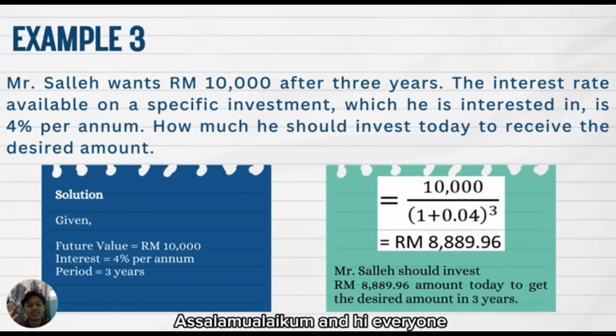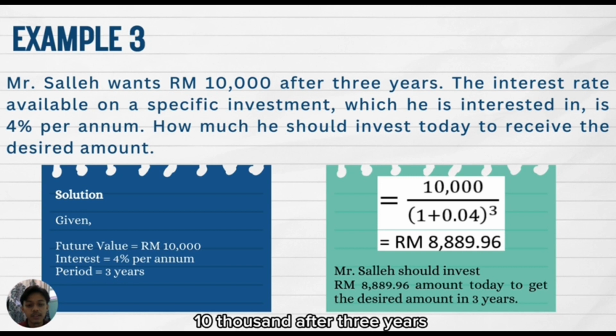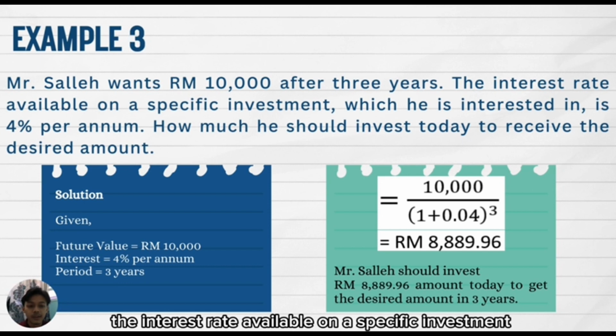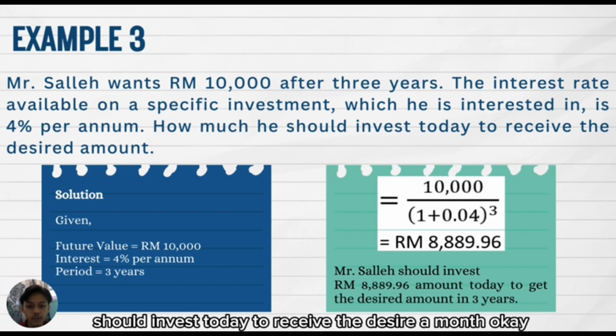Assalamualaikum and hi everyone. Today we are going to discuss example 3. Example 3 is: Mr. Saleh wants 10,000 after 3 years. The interest rate available on a specific investment which he is interested in is 4% per annum. How much should he invest today to receive the desired amount?